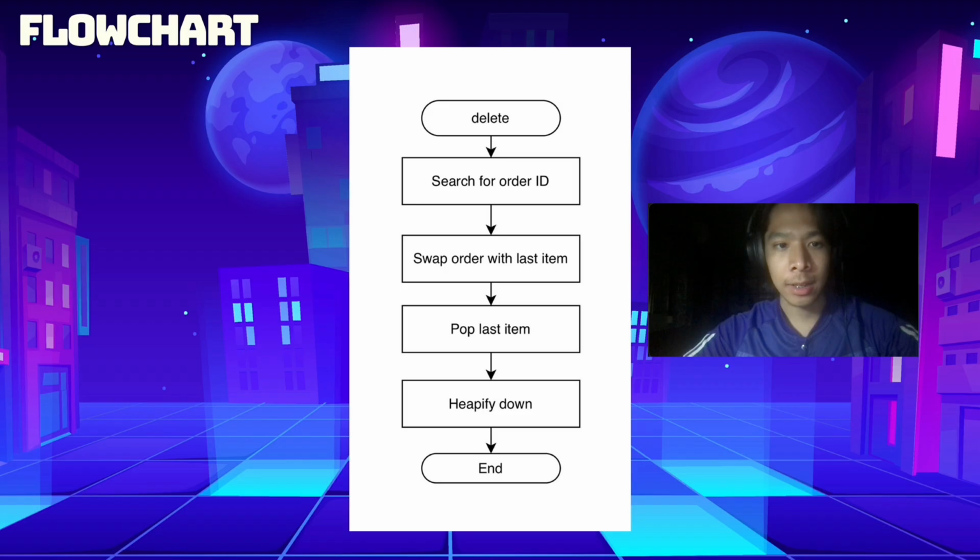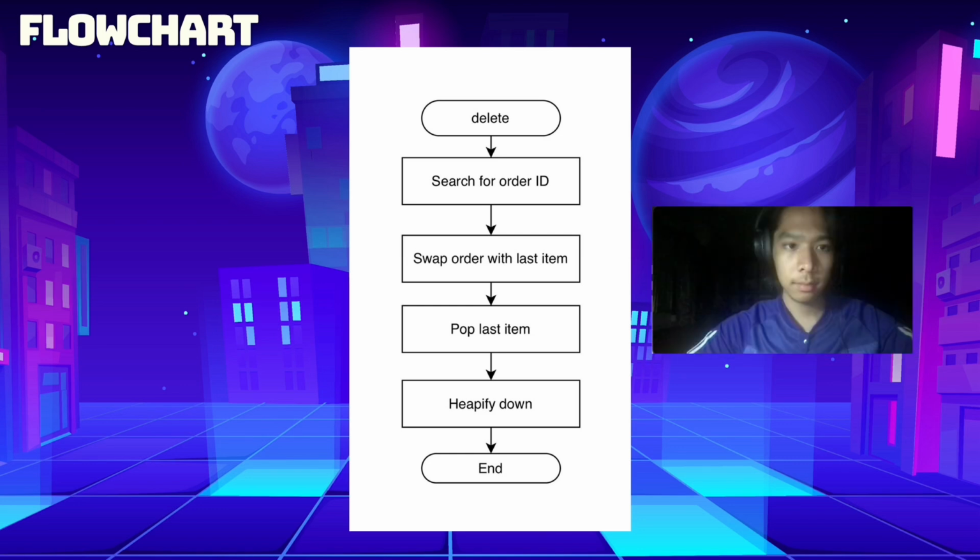The last predefined process is called delete. It's going to search for the order ID, then swap the order with the last item, pop the last item, then heapify down, and then finish. And this is all of this class.